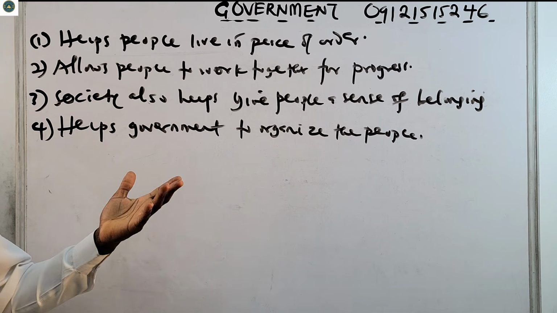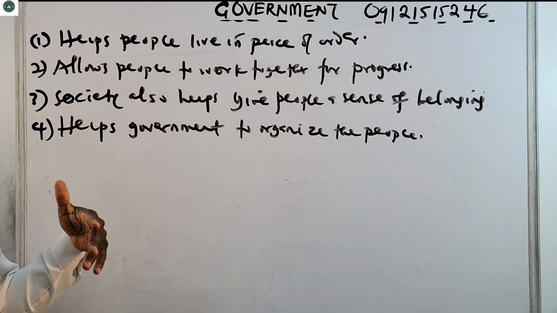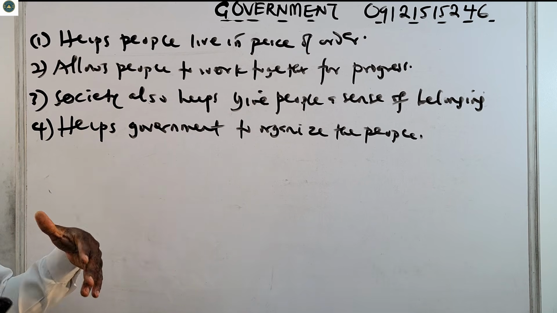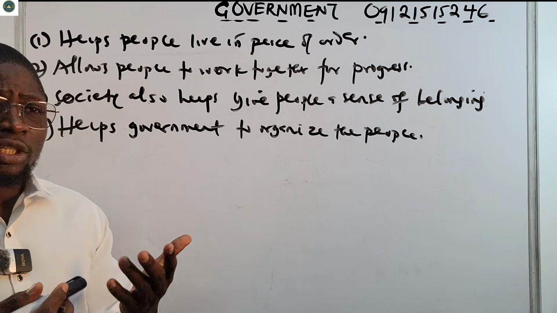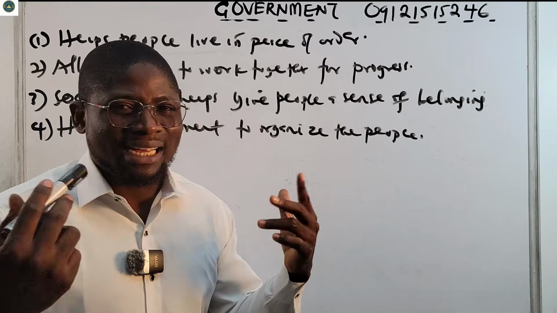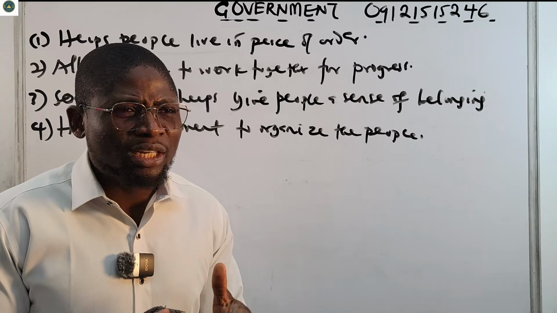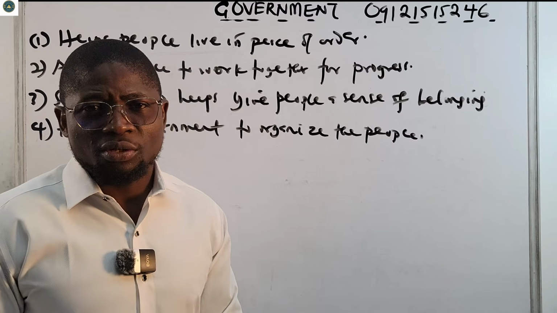Helps people live in peace and order. Allows people to work together for progress. Society helps give people a sense of belonging. Helps government to organize the people. So it's very, very easy. If you see a question in JAMB or WAEC, most times they just want to test how you understand. If you understand very well, there's no way they can confuse you with the question.